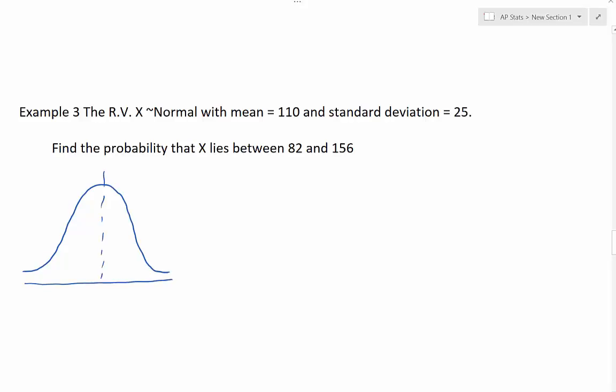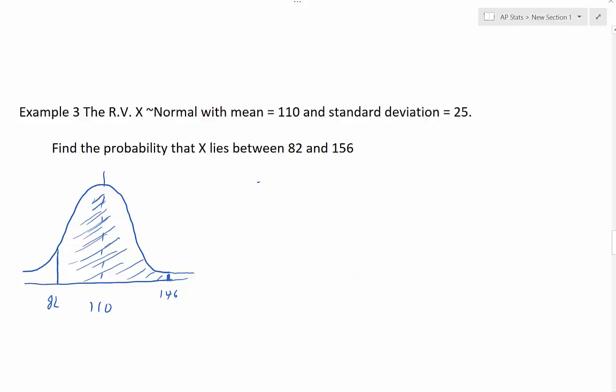110 is the mean, 25 is the distance to the point of inflection, so 82 is 28 below, so it's just below that point of inflection on the left, and 156 is 46 above, so it's way above, so it's way up here. So we want the area between the two, and as before we're going to work out the area below 156 and subtract from it the area below 82. But first we need to standardize these values.